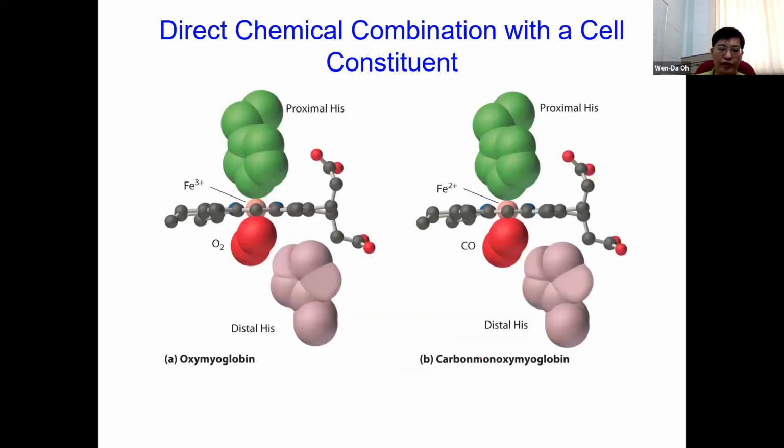Just an example of this: oxygen being attached to the hemoglobin. From here you can see your oxidation state of iron is Fe3+ when you have oxygen attached to it. But if you have carbon monoxide, it is Fe2+. You can see the difference. So if you have carbon monoxide attached to it, it makes the oxygen not able to bind to your hemoglobin. And if this happens, then your body will lose its ability to carry out respiration properly.